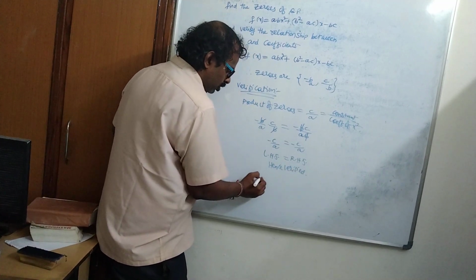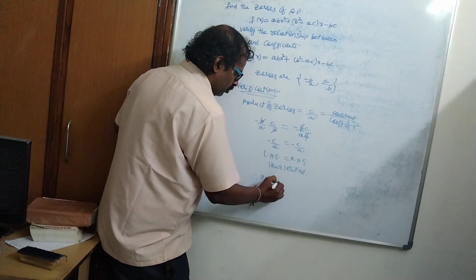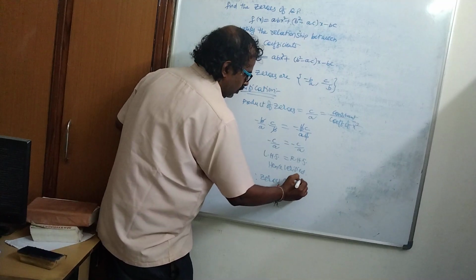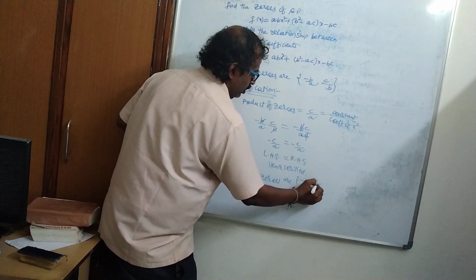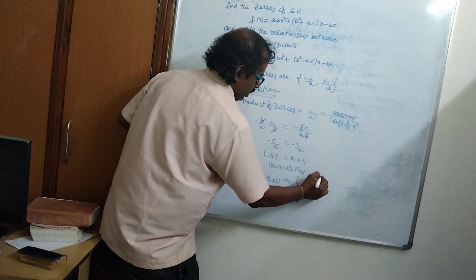So therefore the zeros are minus b by a, c by b.